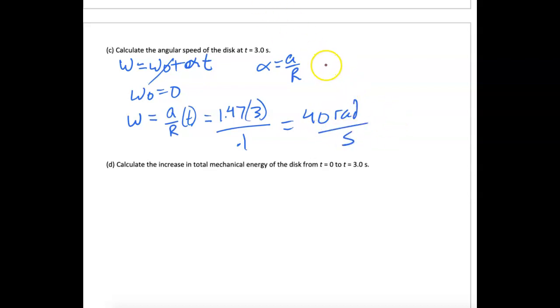Points on this one, you get 1 point for having the equation, plugging in alpha so that you have a over r instead of alpha, and then doing the number thing. And that will be your 2 points there.